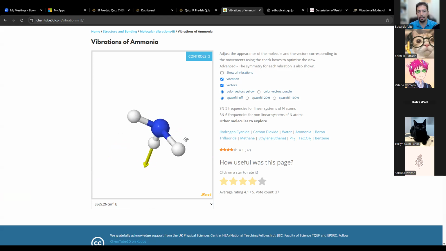It looks like a little penguin walking. It's like that one penguin from Mario 64, if you've ever played that one game.